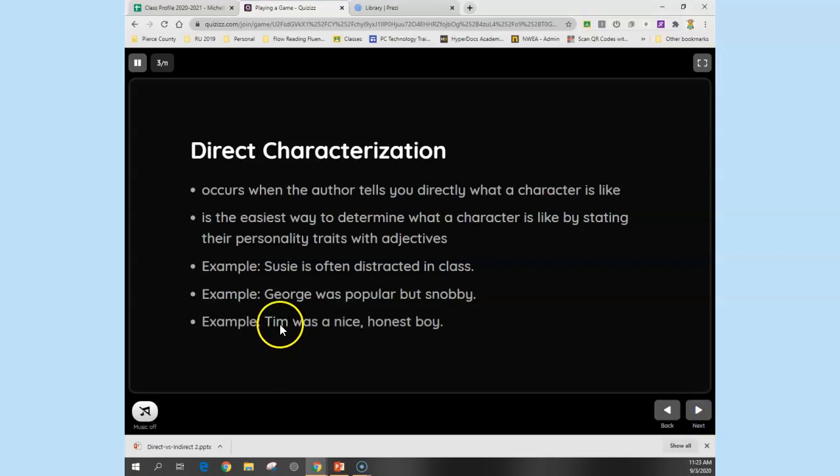And the last example, Tim was a nice, honest boy. Well, I don't have to guess. Tim is nice and Tim is honest because the author used direct characterization and directly told me what he is like.